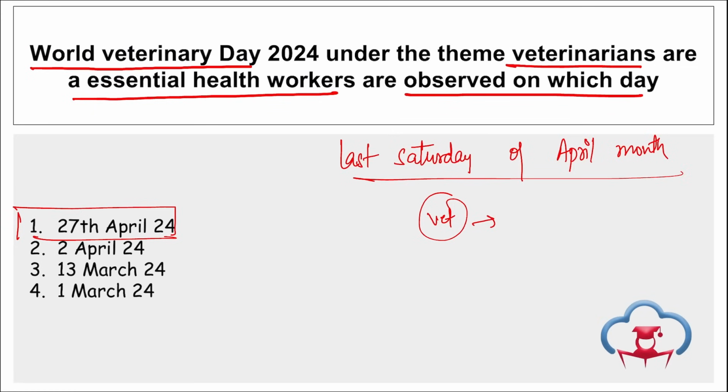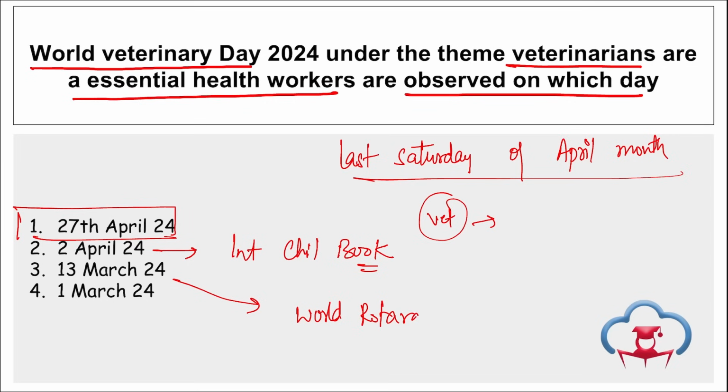Apart from this, if we talk about 2nd April, what do we observe on 2nd April? That is your International Children's Book Day. Right? And it marks the birth anniversary of Danish author Hans Christian Andersen. If we talk about 13th of March, we observe this day as World Rotaract Day. Right? And it marks the formation of the first Rotaract Club.